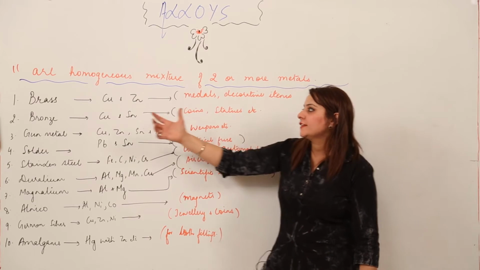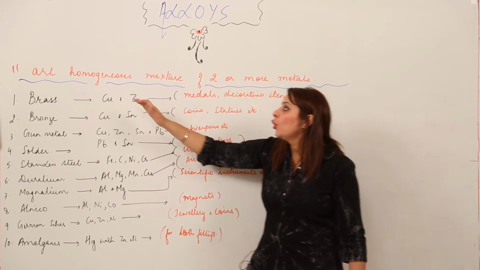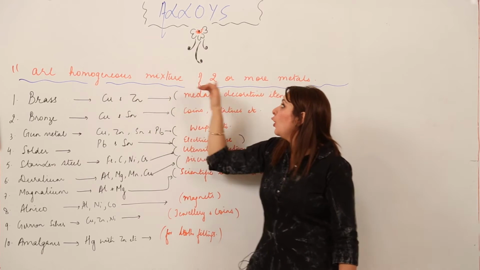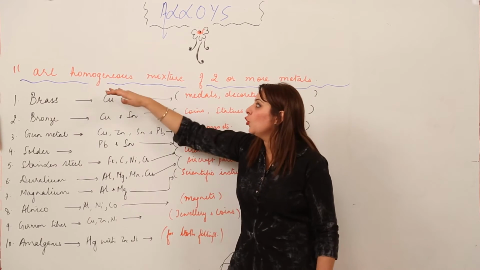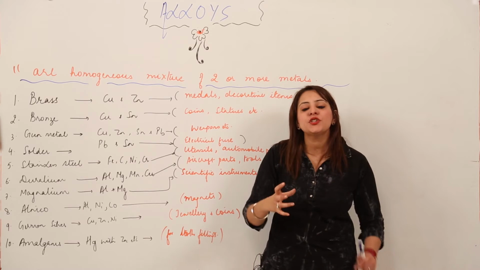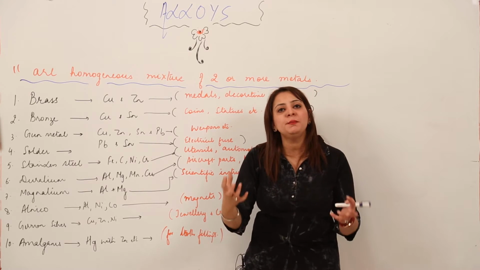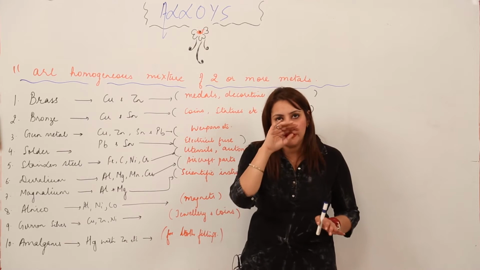Now see alloys, right? So what are actually alloys? Alloys are homogeneous mixtures of two or more metals. Now what do you mean by the term homogeneous? Homogeneous mixture, you know what a mixture is, in which two or more substances are simply mixed in any ratio, not chemically combined. You are well versed in what a mixture is.